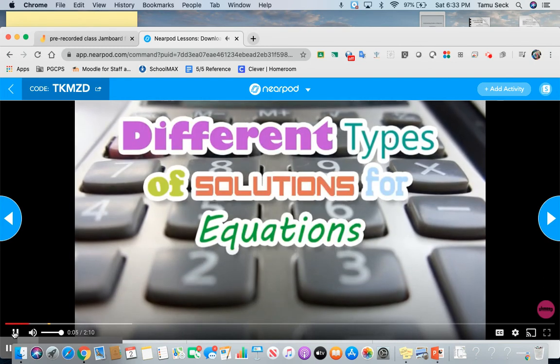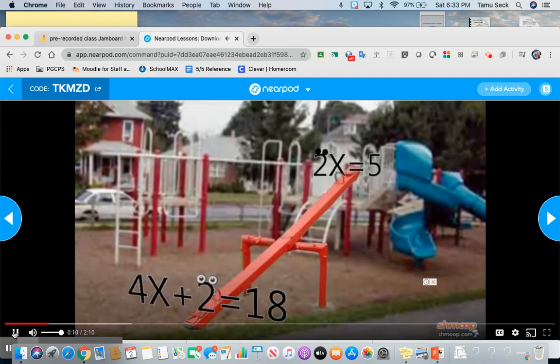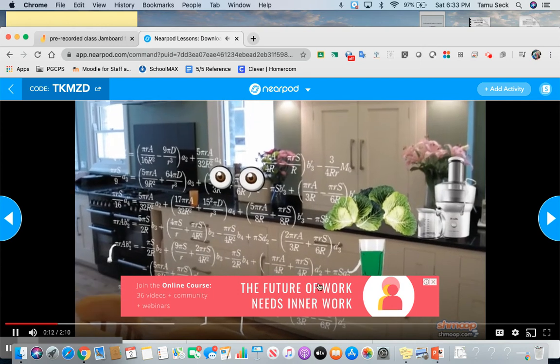Different types of solutions for equations. All right, equations come in all different shapes and sizes, no matter how much they try sticking to their diets.